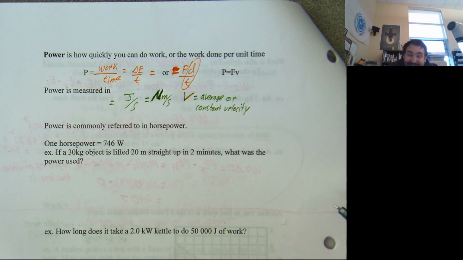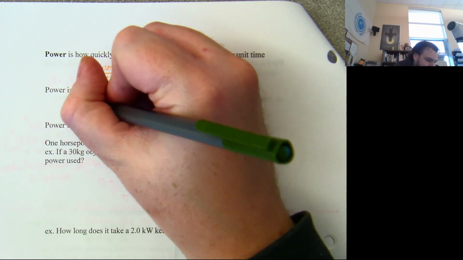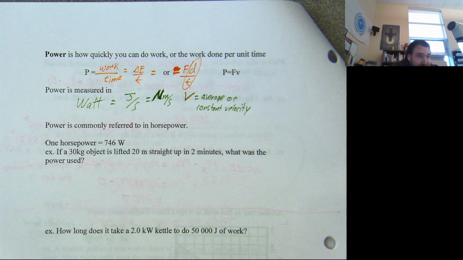But there's another famous dead guy who did a lot of work in this area. And we use his name to override joules per second or Newton meters per second. Anyone know his name? Watt. 1 watt is equivalent to 1 joule per second or 1 Newton meter per second of energy done over time.